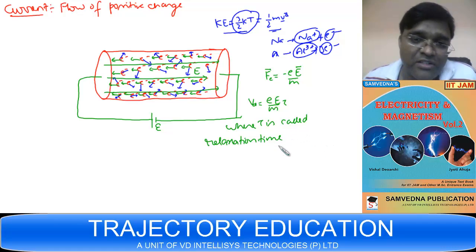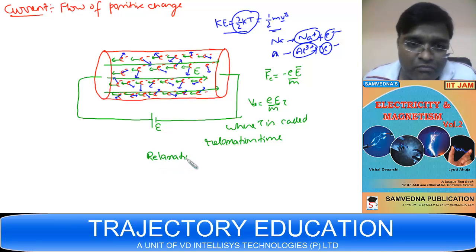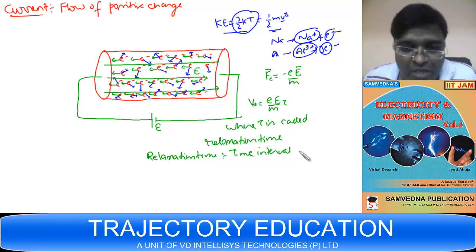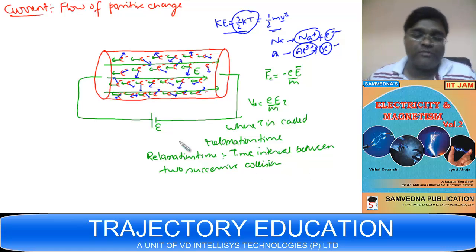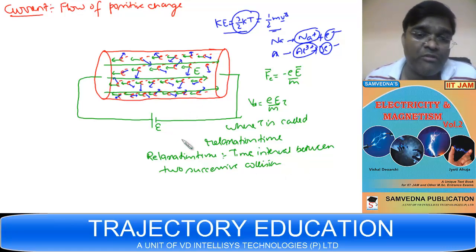We call it relaxation time. What is relaxation time? It is the average time interval between two successive collisions. Collision with whom? Collision with these ions.